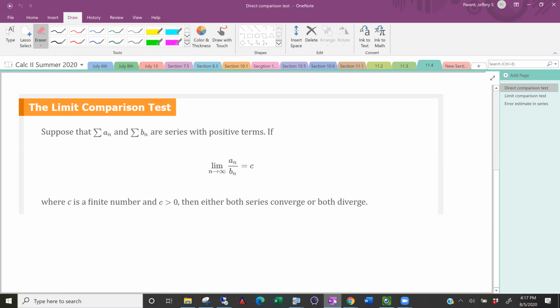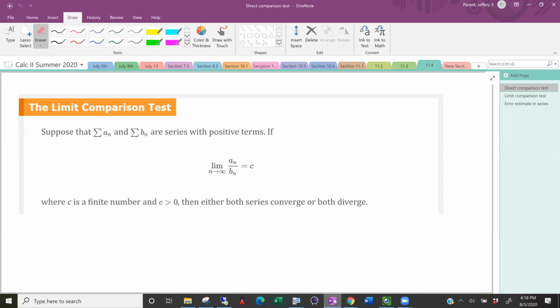Basically this says, if you have two series with positive terms, and the limit of the ratio of those terms is some constant that's greater than zero and finite, then what one series does, the other one does. So if one series converges, so does the other one. If one series diverges, so does the other one. They both have the same behavior, is what it's saying.